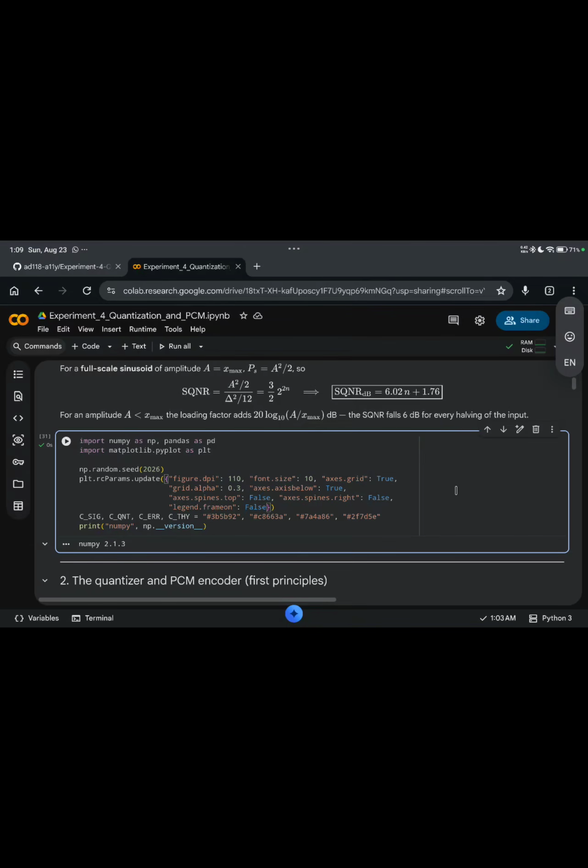Here you can see in this step, I import numpy for numerical calculation, pandas for organizing results, and matplotlib for plotting. I also set the random seed and configure the appearance of the graphs. Different colors are assigned to the original signal, quantized signal, error signal, and the theoretical results.